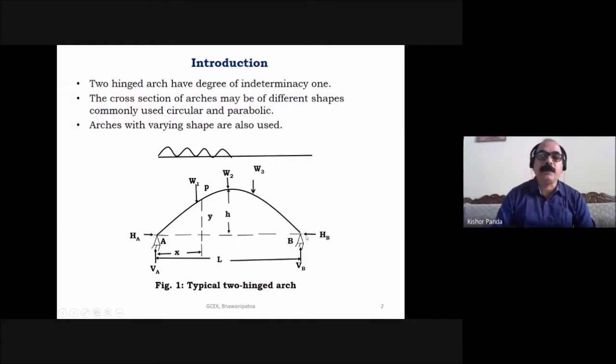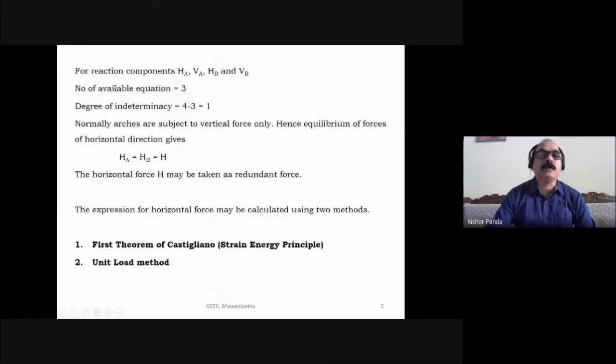And how many static equilibrium equations are available? Three equations are available. The total number of reaction components is VA, HA, VB, HB, and the number of available equations is 3. So the degree of indeterminacy is the total number of forces minus the number of static equilibrium equations available. Here 4 minus 3 is equal to 1. The degree of static indeterminacy is 1.